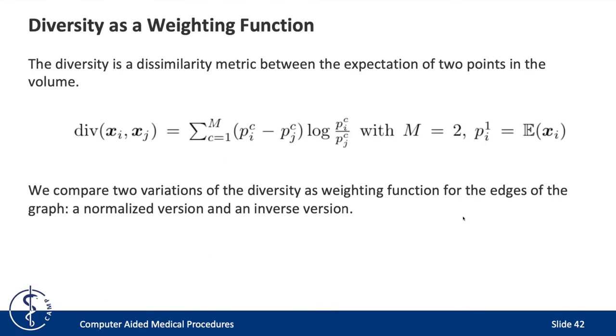Also, we evaluate the performance of the weighting function. As I mentioned in the methodology, one of the components of the weighting function is the diversity, and I am writing the formula here again. We are computing the diversity between two points in the volume. This is the function that we use to compute the refinement output from our previous experiments. But additionally, we also compare two different versions of the diversity: a normalized version and an inverse version.